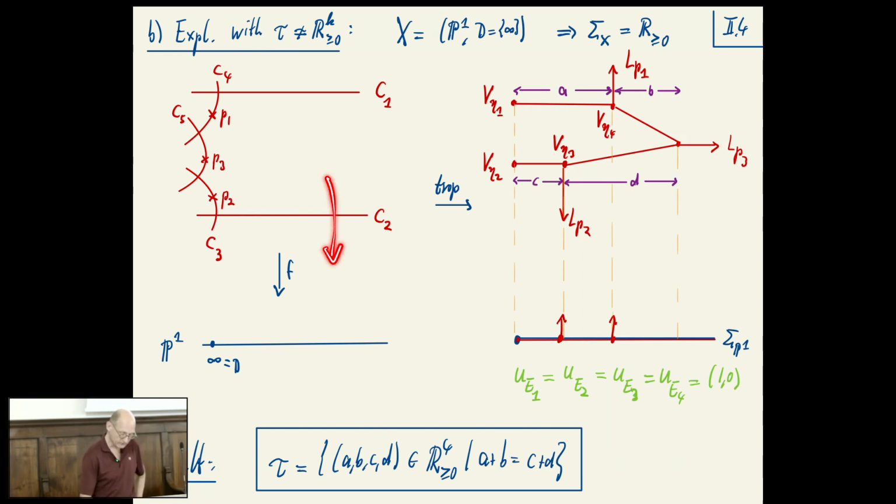I take a degree 2 stable log map with 3 marked points, and let me see. So 2 contact orders are 0, namely of P1 and P2. I didn't write it. It's obvious when you look at this diagram. And the contact order for P3 is 1. Okay, so this P3 can't move away from infinity. P1 and P2 can.